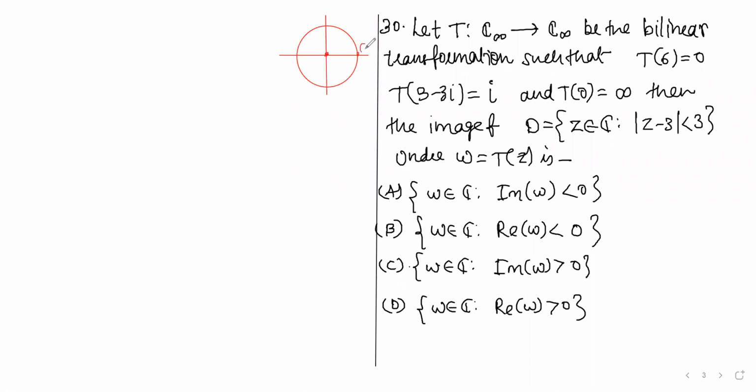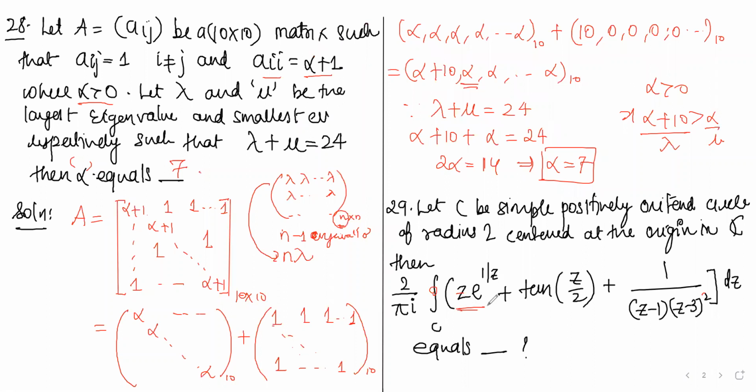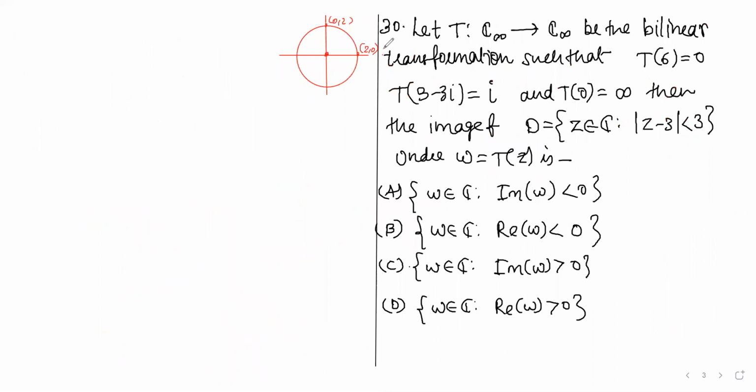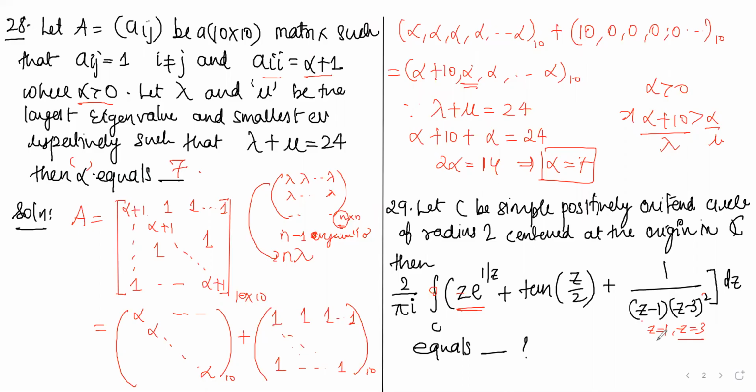It's of radius 2, that means this point is my (2, 0). So I need to check how many singularities are inside. This function seems to be analytic, or I think it has got a problem at z equal to 0. So yes, this function has got some problem. That's fine, we will check it. And for this function, z equal to 1 is a singularity. And z equal to 3 is also a singularity, but z equal to 3 lies outside, so there is no problem. So only z equal to 1 is the problem.